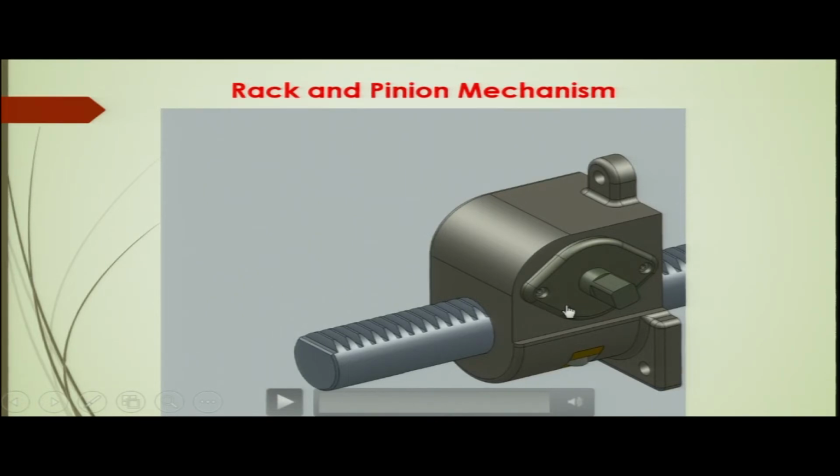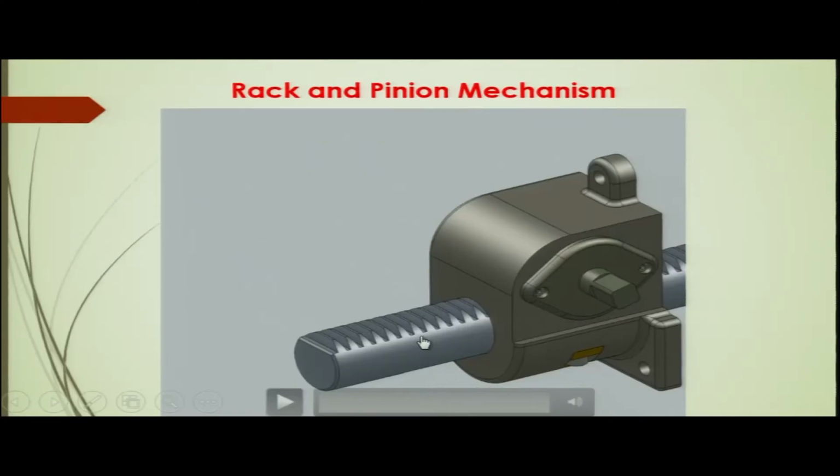So, this is the advantage, and since it is a positive drive, because there are teeth in the pinion and the rack, the torque carrying capacity of the rack and pinion will be more than in the case of, for example, the belt drive. Belt drive, particularly the flat belt, is normally used where the torque required to be transmitted is less. But where the torque required to be transmitted is high, the positive drive has to be used. For example, in this case, as you see, the rack and pinion.